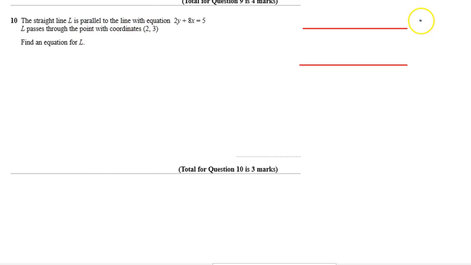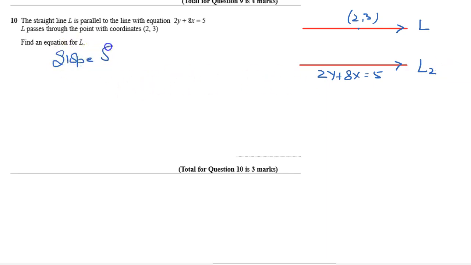The question is, straight line L is parallel to another line with the equation 2y plus 8x is equal to 5. Line L passes through (2, 3). Find the equation of L. To get the equation of a line, we need either 2 points or a point and a slope. These lines are parallel, so let's find the slope of, say this is line L2.